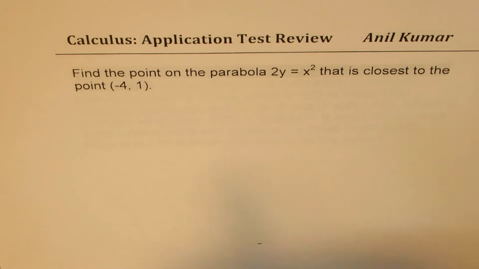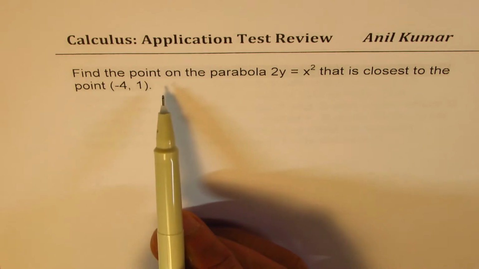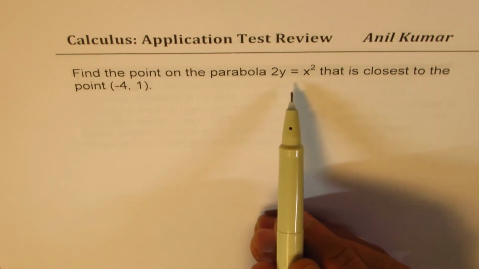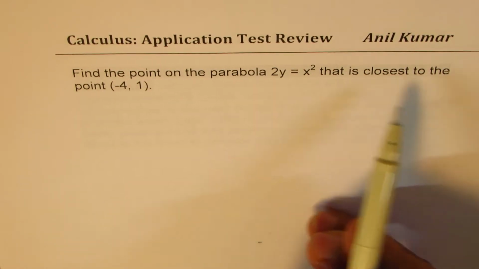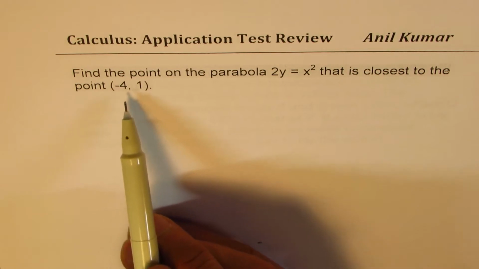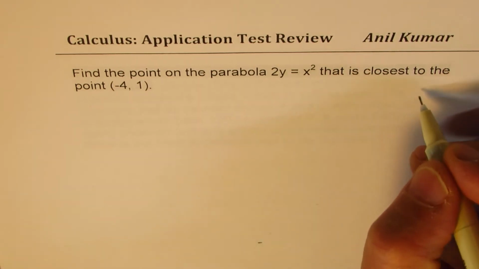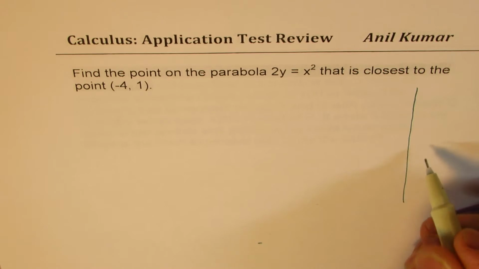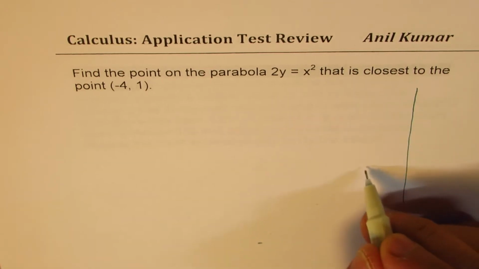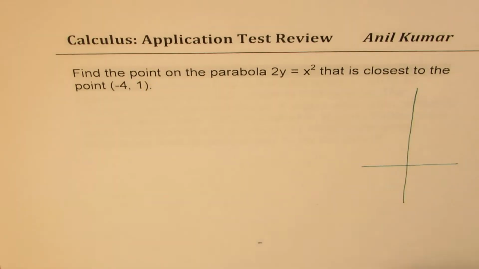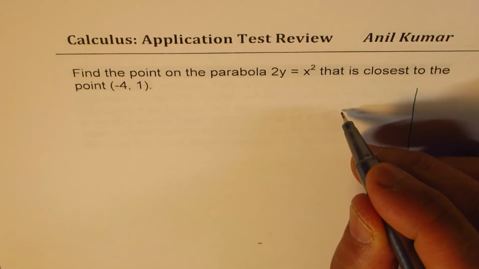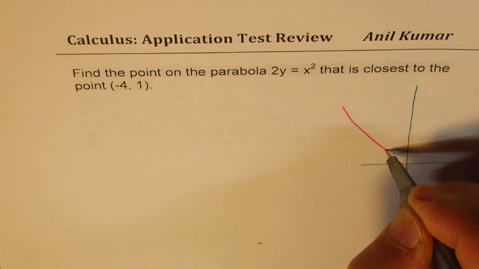The first question here is, find the point on the parabola 2y equals x squared that is closest to the point minus 4, 1. So let's sketch and then figure it out. This parabola opens up and this point is also upwards. So let me draw the parabola. Let's say the parabola is kind of like this.